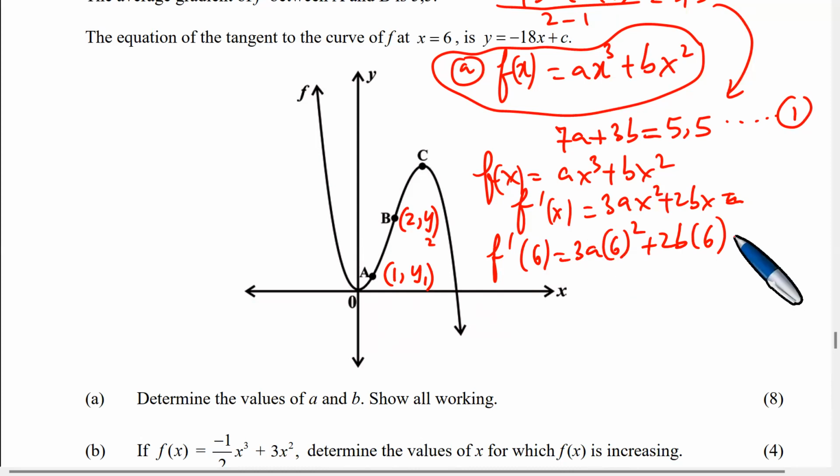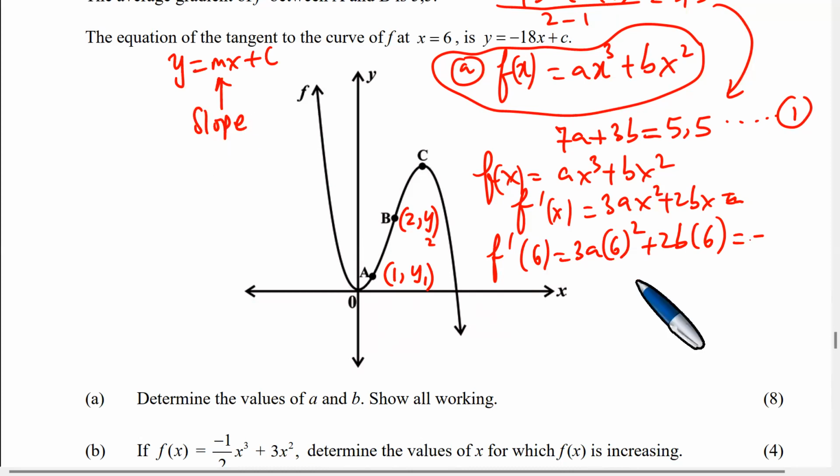And so this gradient is actually the slope. Remember, if you want to find the gradient of a tangent, the tangent has an equation of this form, and this is the slope. So which means that the slope is minus 18. So you put minus 18 here. Okay, right. We need to multiply everything.